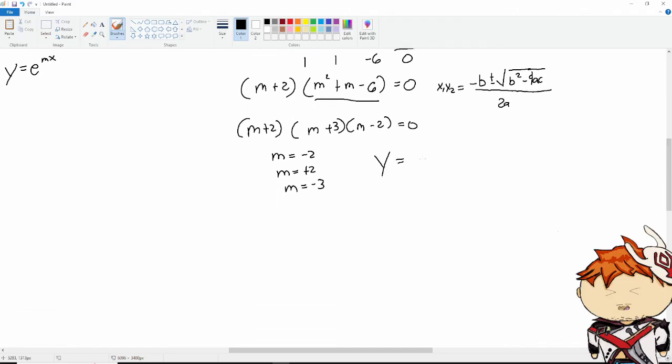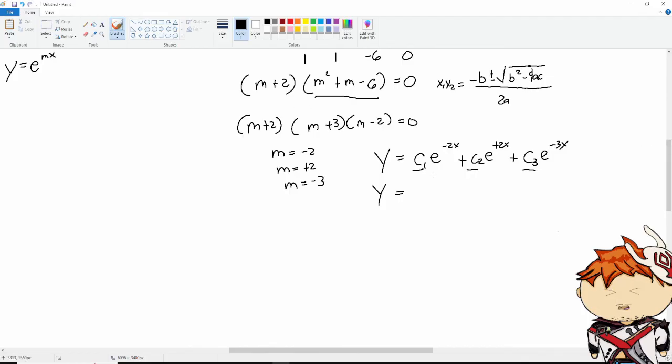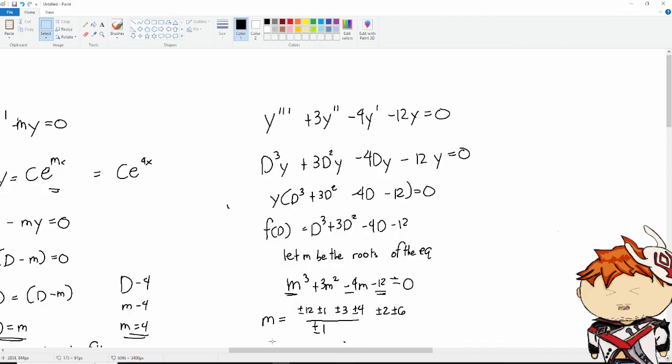Anyways, that's our roots. The answer will become c1 e raised to negative 2x plus c2 e raised to positive 2x plus c3 e raised to negative 3x. You just put your m into the exponent. We have 3 constants because we have a third degree differential equation. If you have distinct roots, we raise e to mx. The answer will become c1 e raised to m1x plus c2 e raised to m2x plus c3 e raised to m3x. Just substitute the values. And if that's like 10th order, we're just gonna add more constants multiplied to e raised to mx. So that's our case number 1, distinct roots.